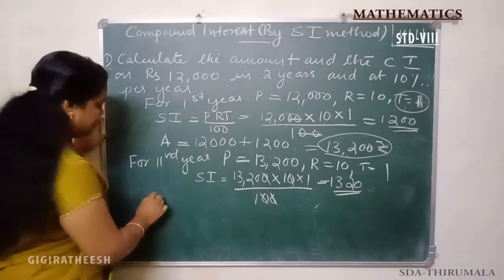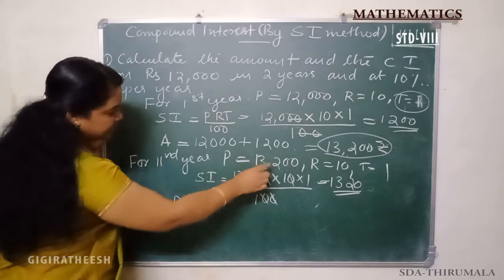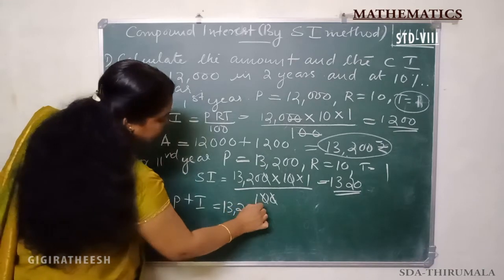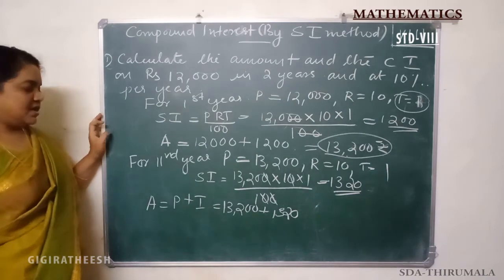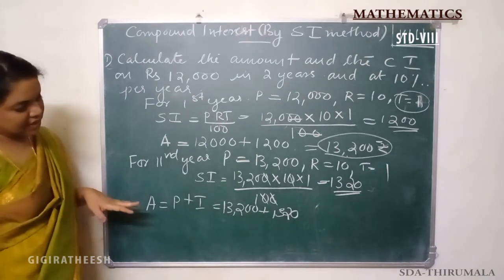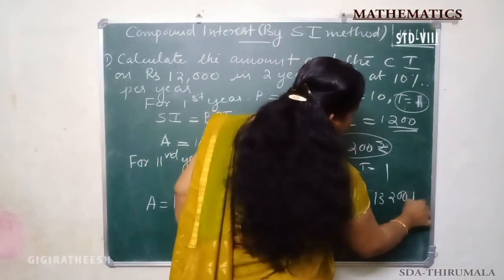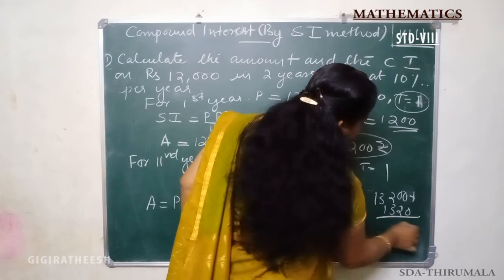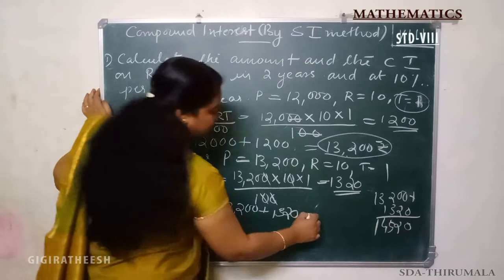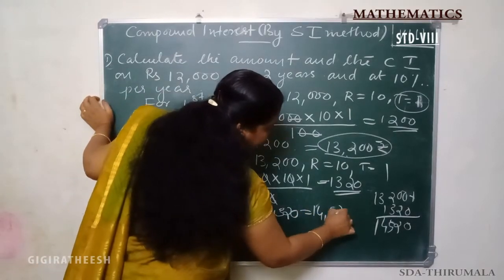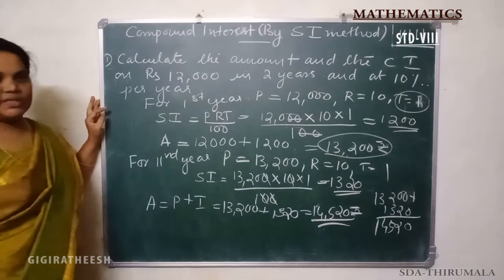And what is the amount? Amount A is equal to P plus I. Here P is equal to 13,200 plus I is equal to 1,320. 13,200 plus 1,320 is 14,520. Rupees 14,520 is the total amount.